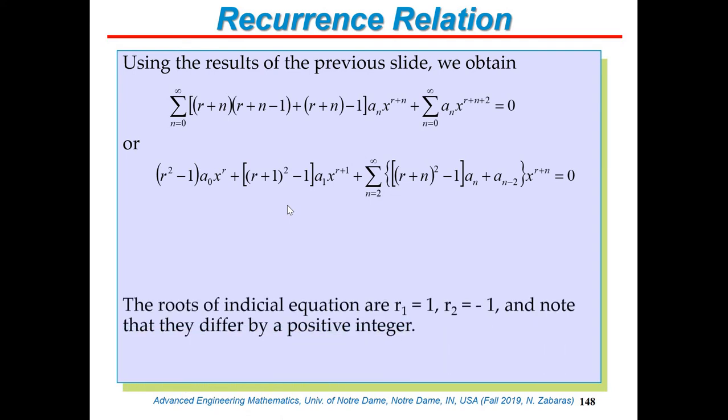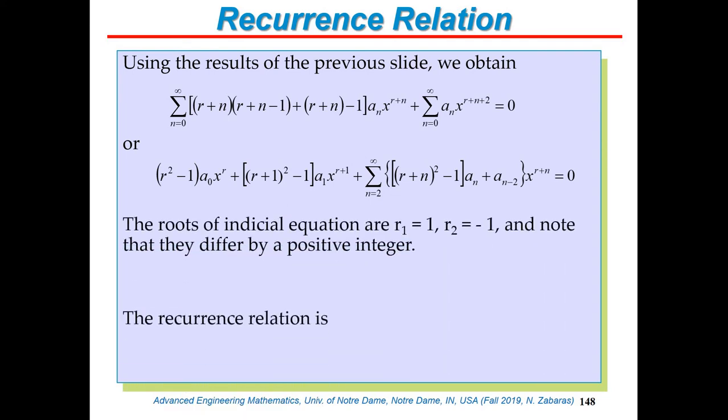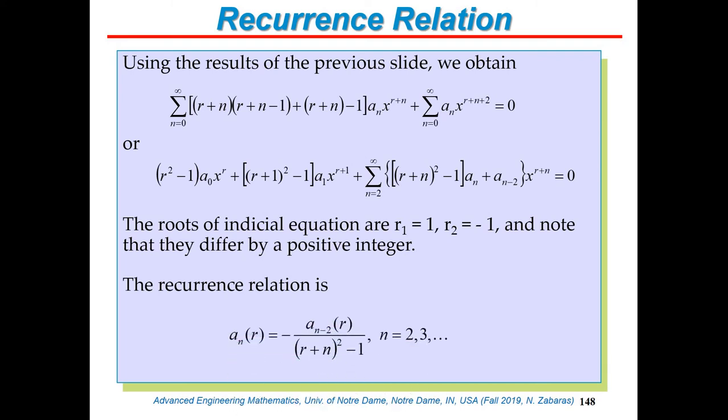And again, you notice that in this case we have two roots that differ by an integer, which means we may have to do special things to calculate the solution y2. So the recurrence equation, again, is given by putting this bracket equal to 0, and it is what you see on the slide at the bottom.